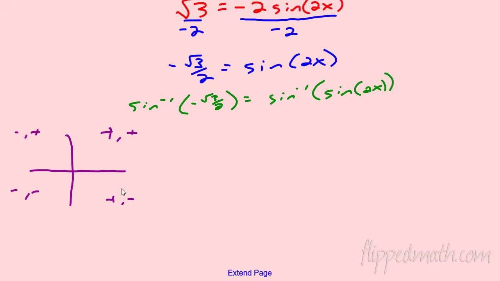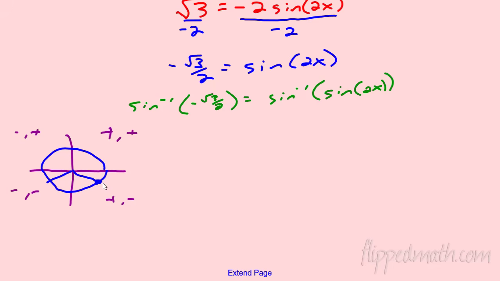I'm looking at sine being negative in the third and fourth quadrants. So let's see if I can draw a little unit circle here. A little rough. And I'm looking at sine being negative over here and over here. So what are these angles? Let's do this one first.